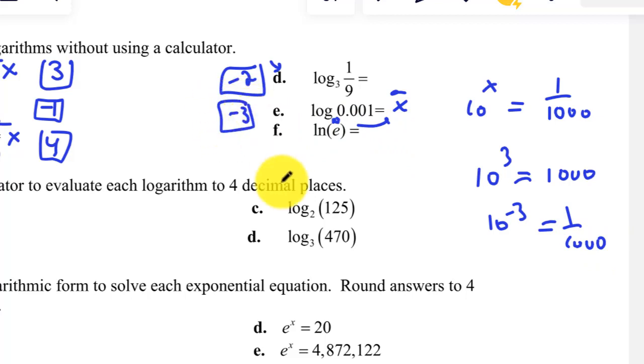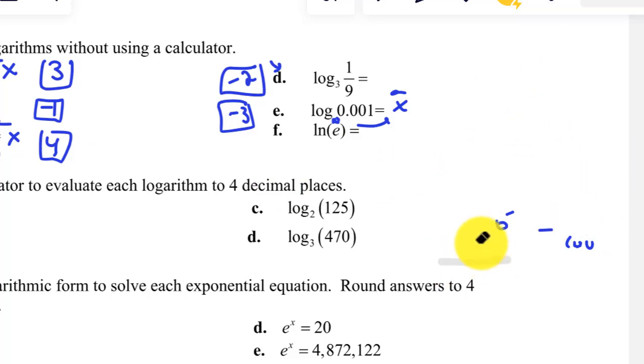Okay, and then the last one, natural log. Anytime you see ln, you're dealing with the e, right? So letter F. If there's nothing written underneath the ln, it's assumed it's base e. So we can rewrite this as e to the x equals e.